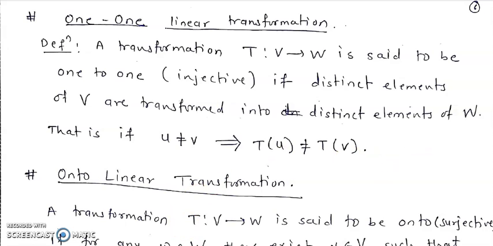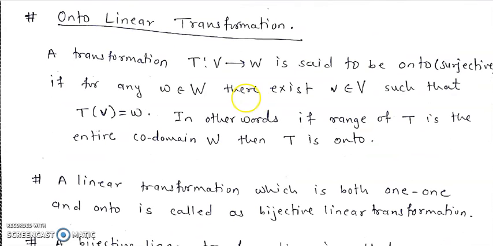Now we see onto linear transformation. A transformation T from V to W is said to be onto or surjective if for any w belongs to W, there exists v belongs to V such that T of v equal to w. In other words, if range of T is the entire codomain W, then T is onto.